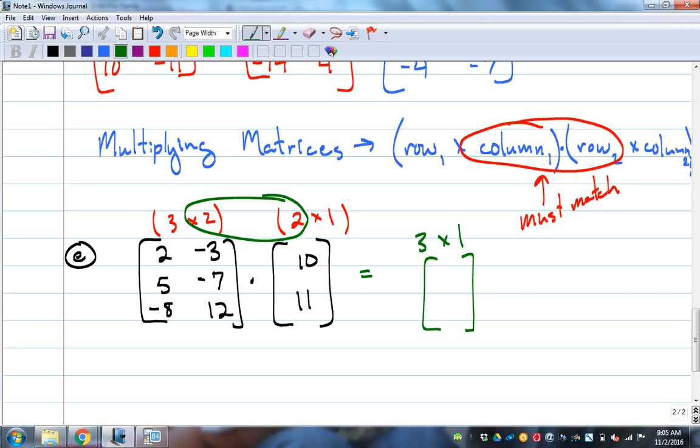If you're doing this by hand, you take each row times each column and then add. So it'd be 2 times 10 is 20 plus -33. And then you do 5 times 10 is 50 plus -77. And then you do -80 plus 132 to do that. That's how it happens. I'm not expecting you to do it by hand. I would put those in the calculator and let it crank out my answers. So that's what we're going to do.